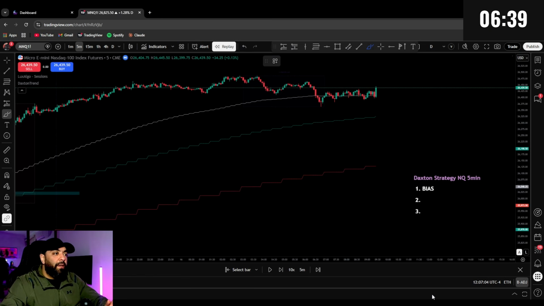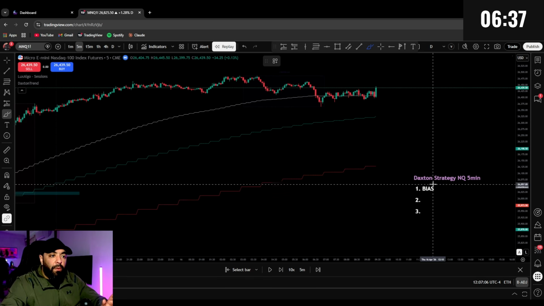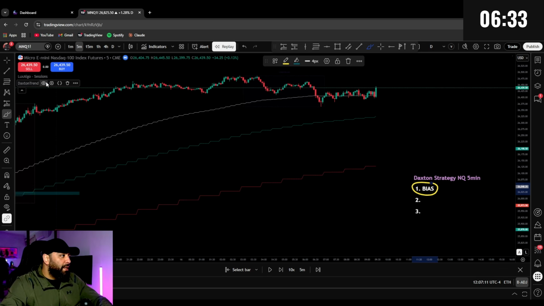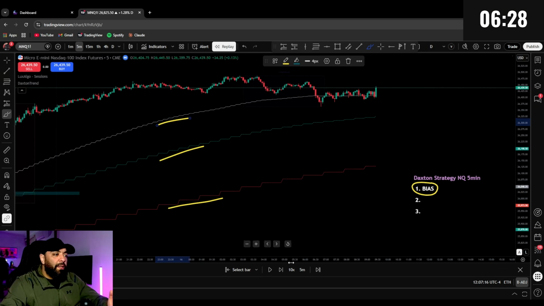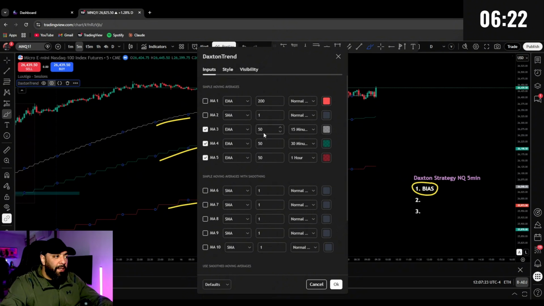Before doing anything and before market open, I always check my bias for the day. I use my custom indicator to do that. These are these 3 EMAs that you see here. These are simply the higher time frames EMA on the 5-minute charts. You can copy my settings here. I'm using 3 EMAs. All of them are 50 period EMAs. The 15 minutes, the 30 minutes, and the 1-hour time frames.